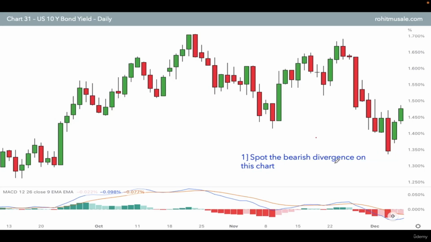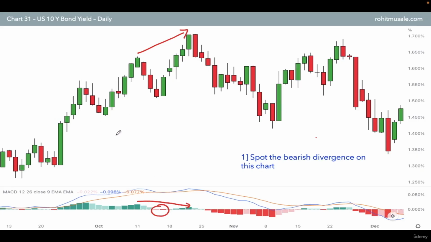So spot the bearish divergence on this chart. If you look at the price movement from here to here, the price has gone up. But correspondingly from here to here, the histogram has gone down. Plus you have the critical condition, which is the red histogram level. So the histogram has dropped below the center line before these two peaks.